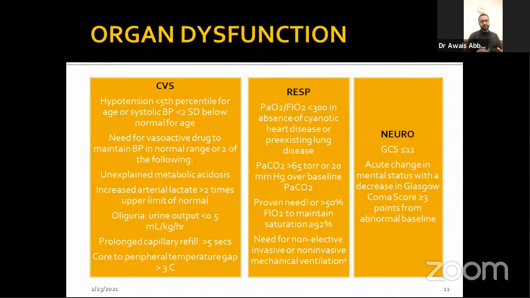Coming to the neurologic definition of organ dysfunction, if the Glasgow Coma Scale shows a score of less than 11, or if there is any acute change in the mental status, or a drop of 3 or greater than 3 in the GCS from the baseline.